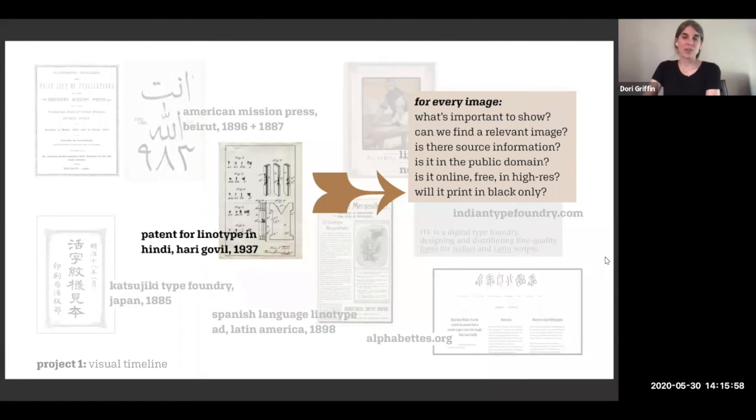Is the image in the public domain? If the answer to that question is yes, is the image then available online for free in high resolution? Often the answer is no. And then finally, will it print in black ink only, just as a technical concern? So every image has a story.